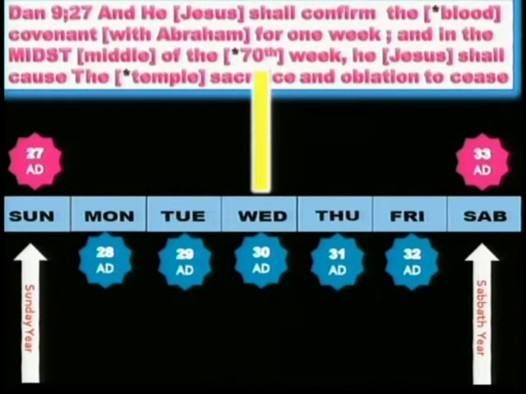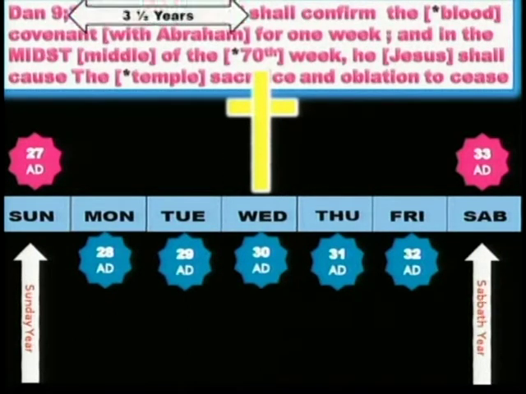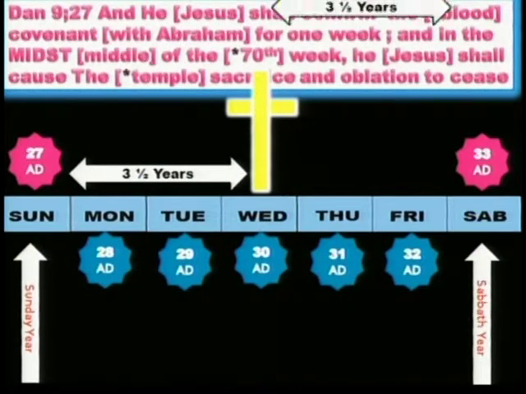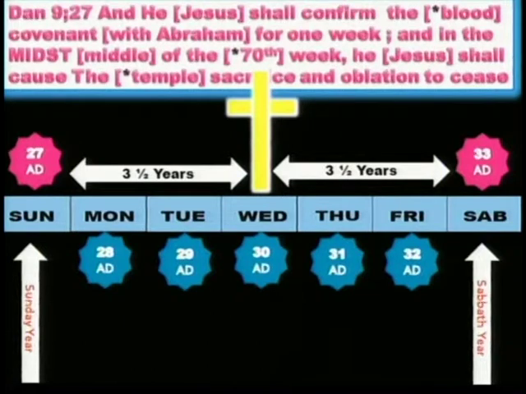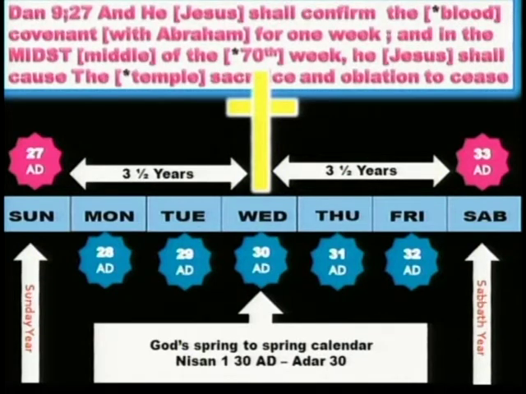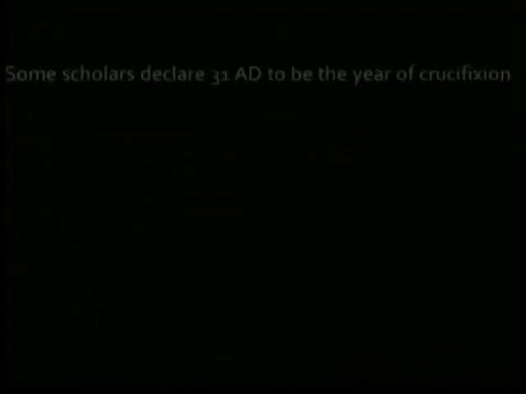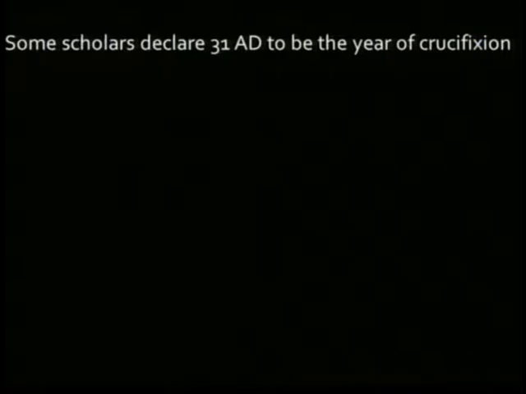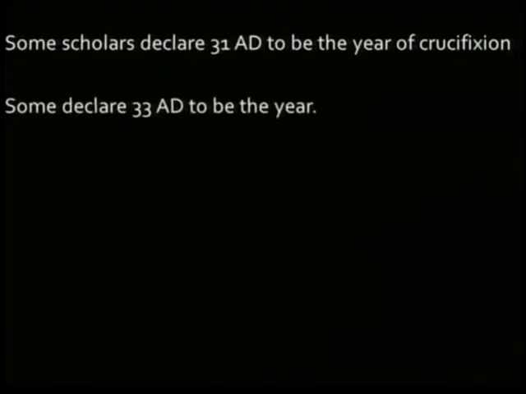Jesus died in the middle of the 70th week. That is Wednesday. There are 3.5 years for a total of 7. And God's spring-to-spring calendar begins in Nisan 1 in that Wednesday year, and it ends in Adar 30. Some scholars declare that 31 AD was the year of crucifixion. Some declare 33 AD to be the year.